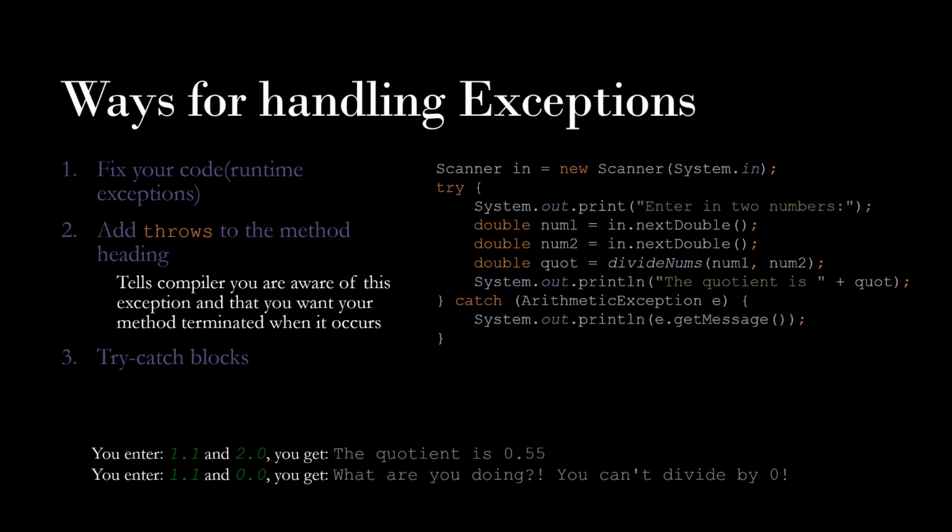Notice when we run this, and this is using the method we talked about before with the divide nums, that when you enter 1.1 and 2.0, you get the quotient 0.55. Okay. And then if you enter 1.1 and 0.0, you get, 'You can't divide by 0.' Remember, that's the message I put into the program, and notice that it's getting that message.